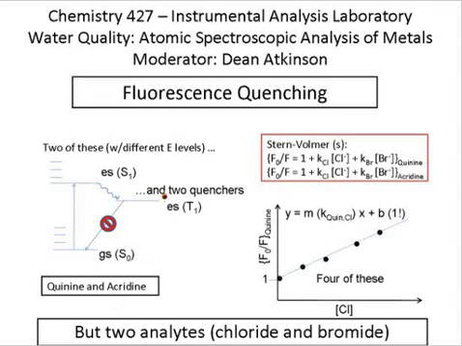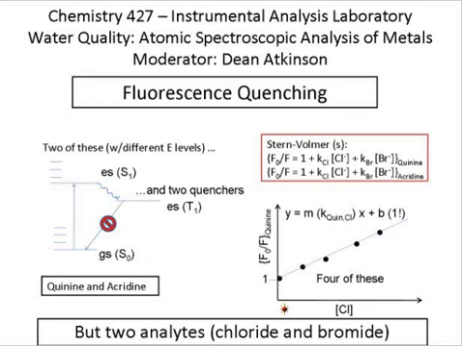And you're also going to have two quenchers. So for each of the two dyes, for each of the two fluorescers, quinine and acridine, the effect of the two quenchers, chloride and bromide, is going to be different. So what you're going to end up with basically is 4 different calibration experiments, one with quinine and chloride, one with quinine and bromide, one with acridine and chloride, one with acridine and bromide. So you're actually going to create 4 different calibration experiments.